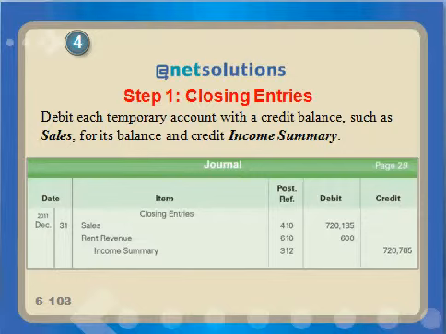even though it's really just a reduction in our sales. But we are going to debit each one of our temporary accounts that has a credit balance, and then credit each one of our accounts that has a debit balance, and debit the income summary, just like we did in the service business.